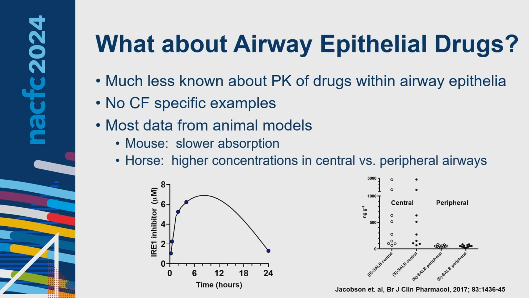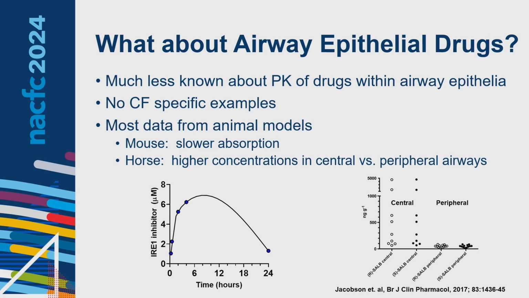So most of our data comes from animal models. I'm showing one figure on the left that we've generated through our NRC looking at an RE1 inhibitor, and you can see the pharmacokinetics are very different. So these are lung concentrations, and they go up kind of slowly over the course of hours and then drop over time.